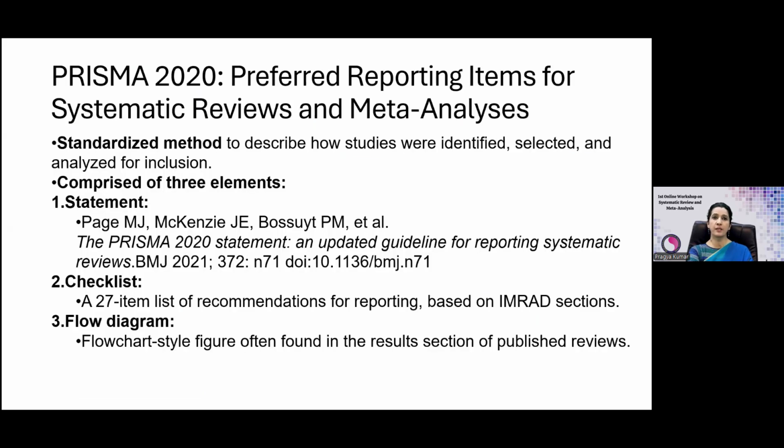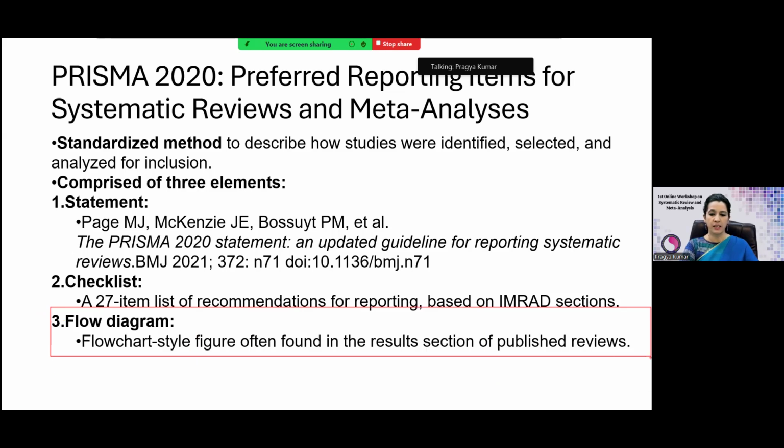Everywhere you will see PRISMA in the form of a flow chart. But PRISMA is more than this flow chart. PRISMA stands for preferred reporting items for systematic reviews and meta-analysis. It is a standardized method to describe how studies were identified, how they were selected, and how they were analyzed for inclusion. It comprises 3 elements. It is not only the flow diagram. Generally, wherever you see, they talk about this flow diagram, but there are the other 2 components.